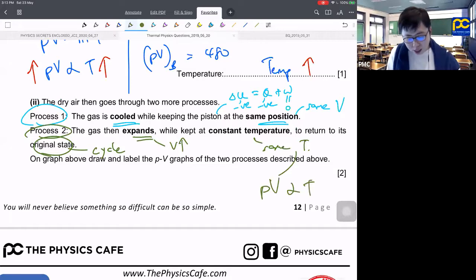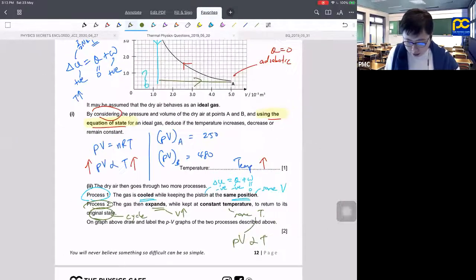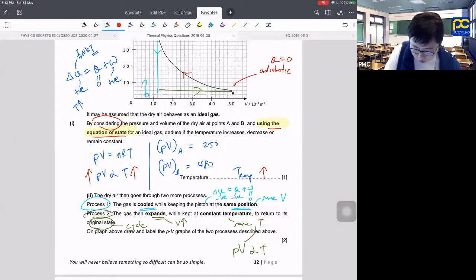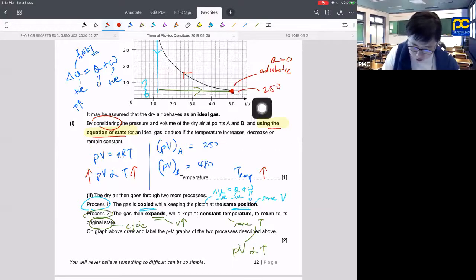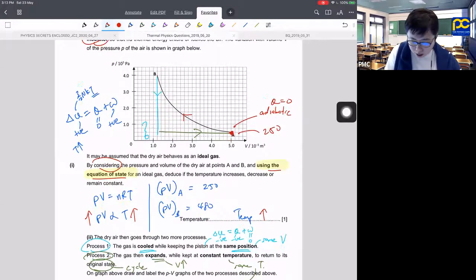Am I right? So just now at point A, did you calculate the PV? What do you get? The product of P times V. 250, right? Which is here. So this point must also have a PV equal to 250.